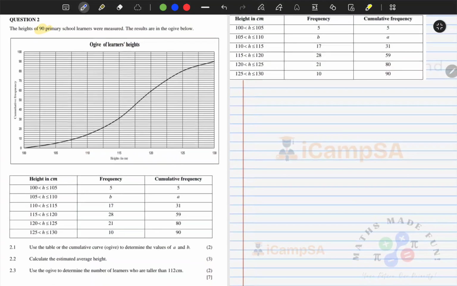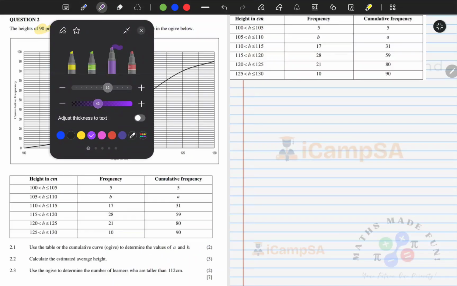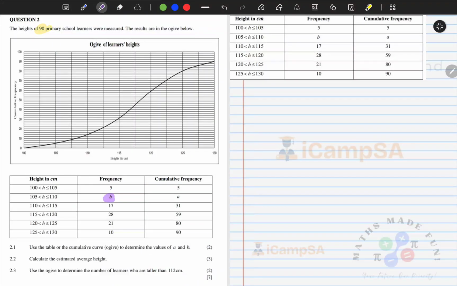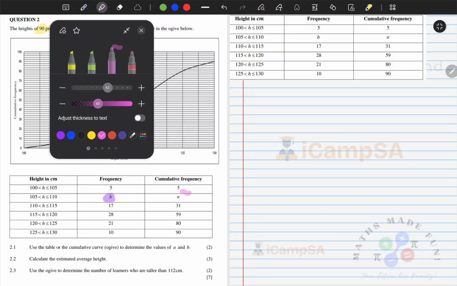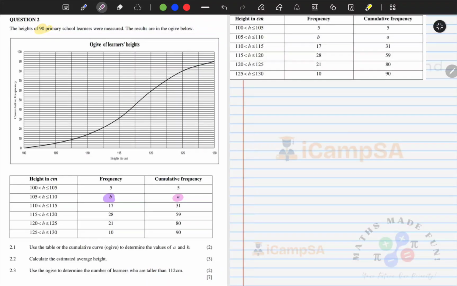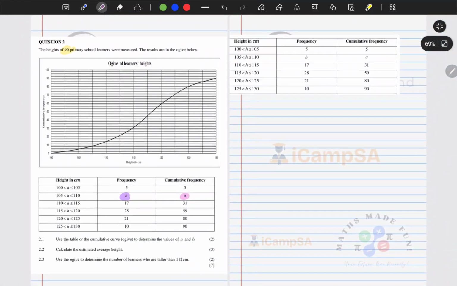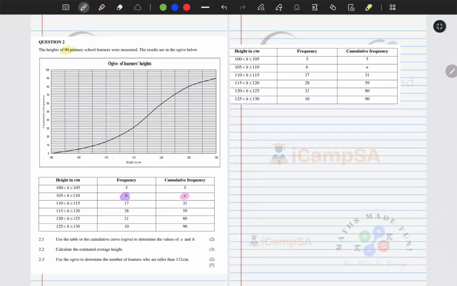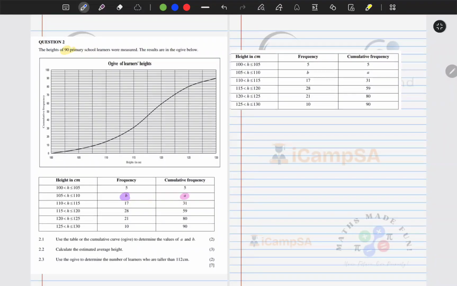Now, if you observe carefully for 2.1, we are required to use the table or the cumulative curve to determine the values of A and B. So where are this A and B? If you observe carefully, you will see that we have B here, which is unknown, and we have A here, which is unknown, right? So let's go ahead and figure this out. We'll start by looking at question 2.1.